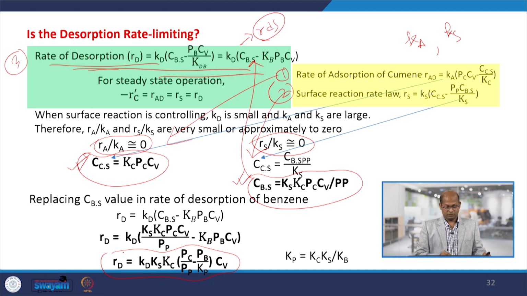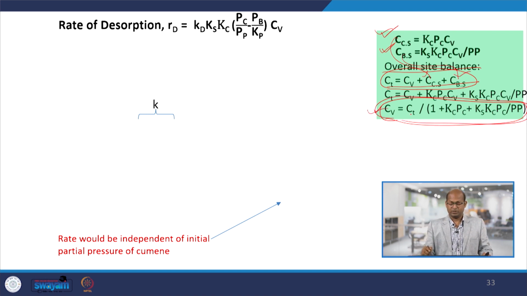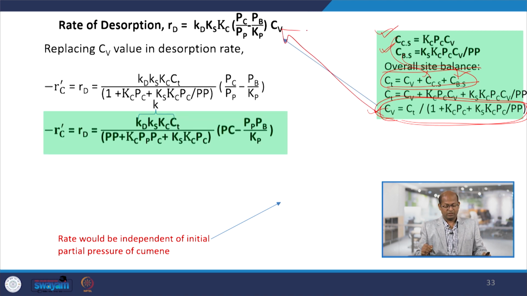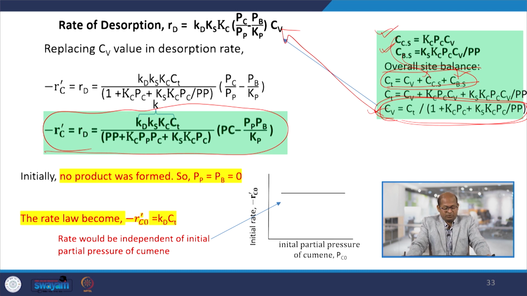Substituting CBS here, we can simplify these equations, and then do the total site balance based on that. These are the two we can find out, and then the total surface site balance we can do this way. Here we substitute CCS and CBS, then CV we can write this way, and that we have to substitute in these equations. So, now at the end we can get this equation, this is the final rate equation, if we consider the desorption step as the rate determining or rate limiting step.